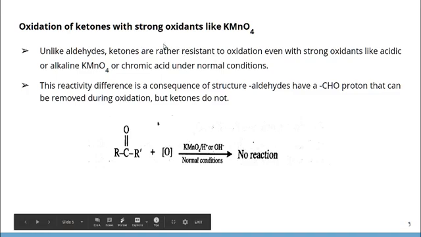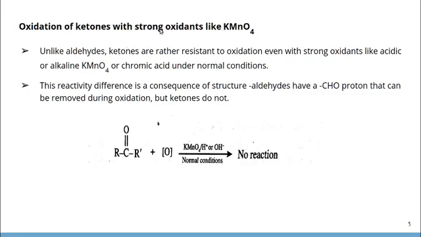Now let us continue with the oxidation of ketones with strong oxidizing agents like KMnO4. Unlike aldehydes, ketones are rather resistant to oxidation, even with strong oxidizing agents like acidic or alkaline KMnO4 or chromic acid under normal conditions. So aldehydes can be easily oxidized with strong oxidizing agents like KMnO4, but ketones are resistant to oxidation. Let us see why they are resistant to oxidation.